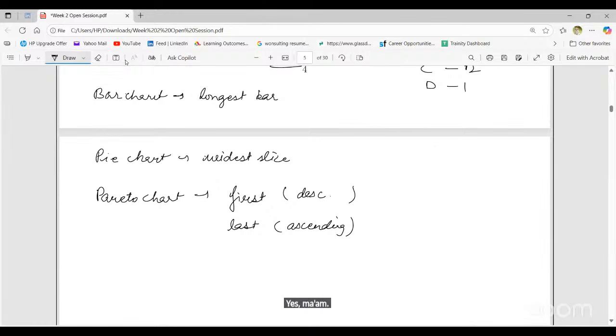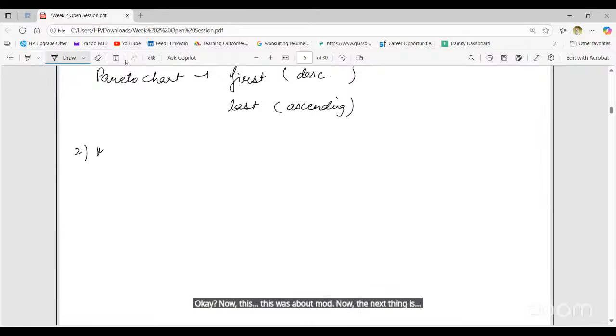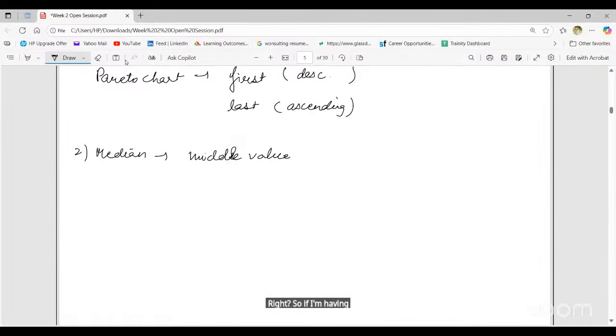Now this was about mode. Now the next thing is median. What is a median? The middle value, which is dividing the data set. So if I'm having a data, let's suppose the same data.